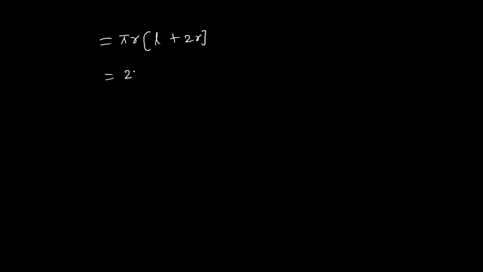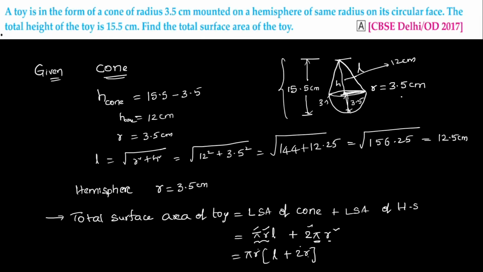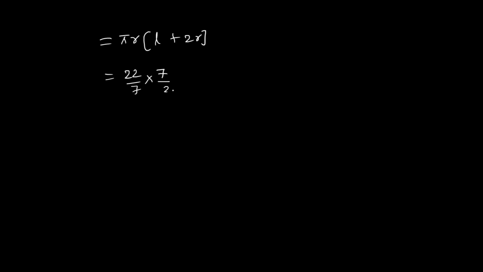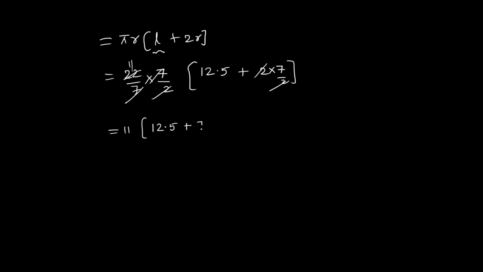సో పై అంటే 22/7. ఆర్ వాల్యూ ఎంత మనకి? 3.5 కదా. సో 3.5 ఎలా రాసుకోవచ్చు? నేను 7/2గా రాసుకోవచ్చు, ఎందుకంటే 7లో హాఫే కదా 3.5. తర్వాత లెంత్ అంటే మనకి స్లాంట్ హైట్ ఎంత? 12.5 ప్లస్ 2r, 2 ఇంటూ r అంటే 7/2. సో దీన్ని సాల్వ్ చేసుకుంటే 2 గెట్స్ క్యాన్సల్, 2 7s are 14, 11 అండ్ 7 గెట్స్ క్యాన్సల్. సో 11 ఇంటూ 12.5 ప్లస్ 7, సో 11 ఇంటూ 19.5. సో 11 ఇంటూ 19.5 అంటే సాల్వ్ చేస్తే ఎలా వస్తుందంటే 1 5, 1 ప్లస్ 9 10, 9 ప్లస్ 5 14.